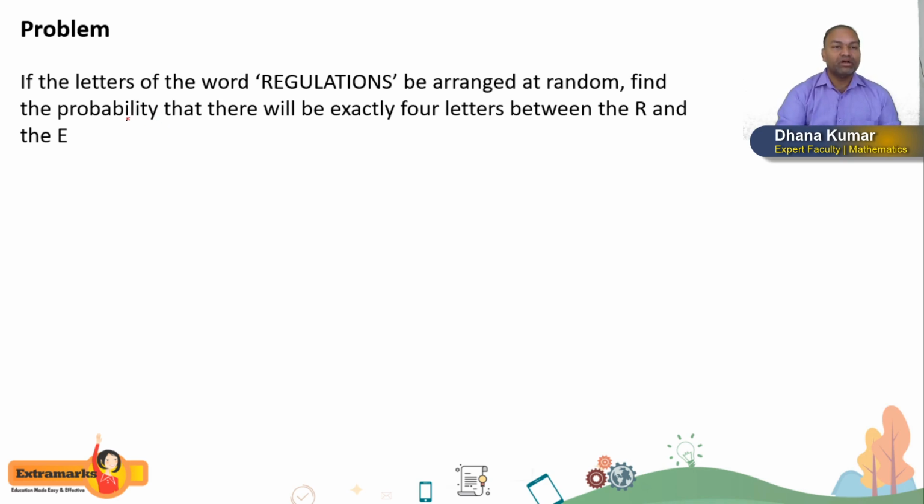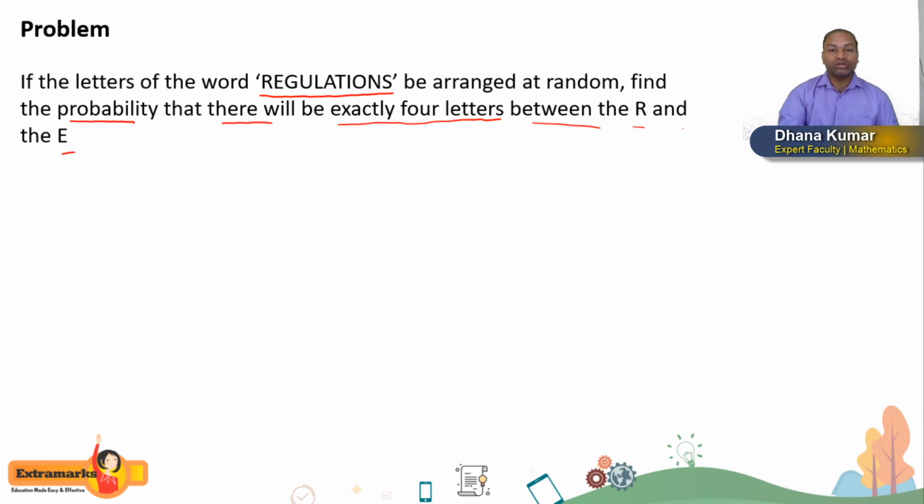Okay, let us see. If the letters of the word REGULATIONS be arranged at random, arrangement is there, apply which concept? Permutations. Okay, remember. Find the probability that there will be exactly 4 letters between R and E. Question understood? Arrange the letters of the word REGULATIONS.